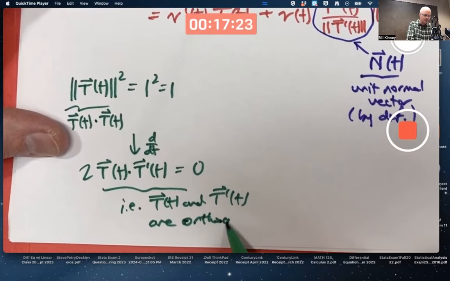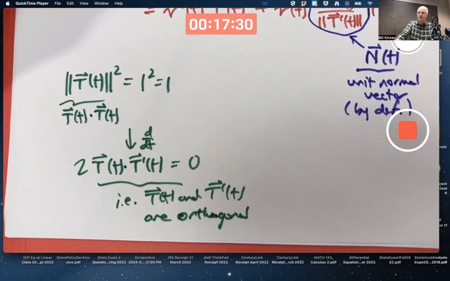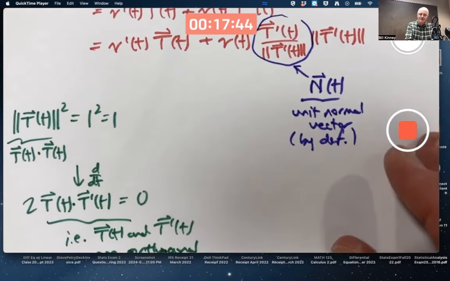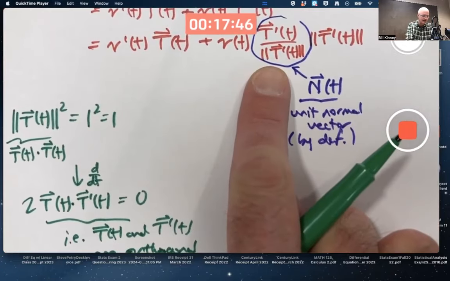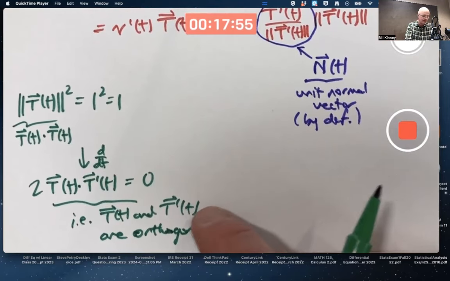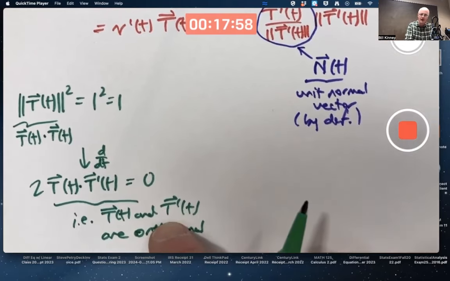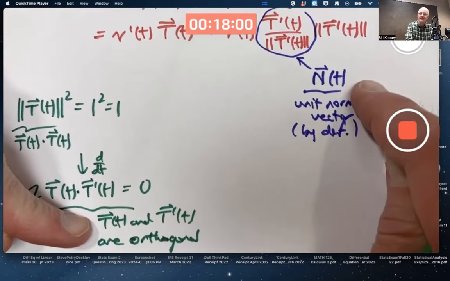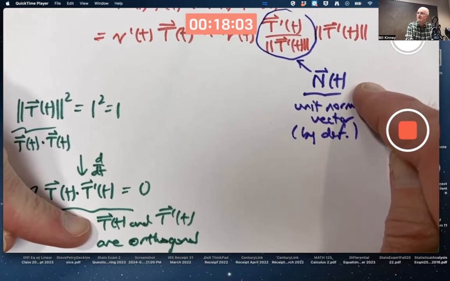They all mean the same thing. Perpendicular is used by most people, orthogonal used most by mathematicians, normal used most by physicists. But all 3 of those words mean the same thing. And guess what? Capital N of t is the derivative of capital T divided by its magnitude. It's in the same direction as capital T prime. So if capital T and capital T prime are orthogonal, so are capital T and N. They're orthogonal too. So for sure they're perpendicular to each other.